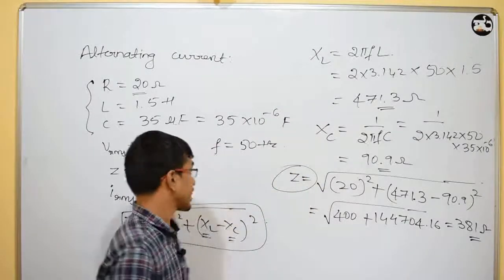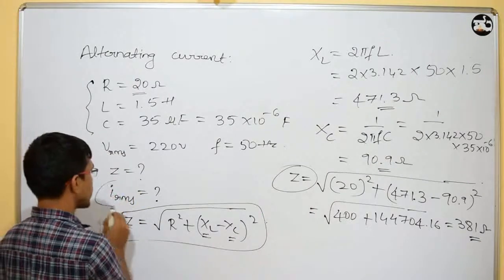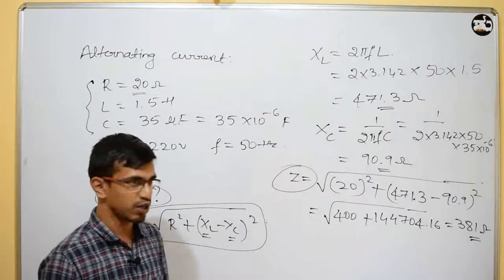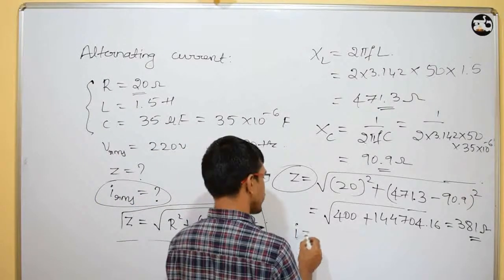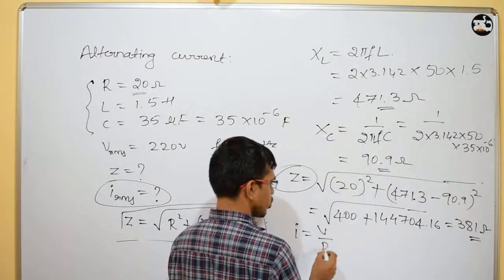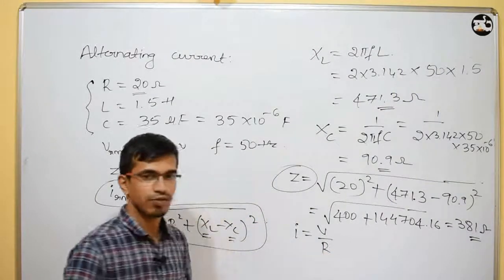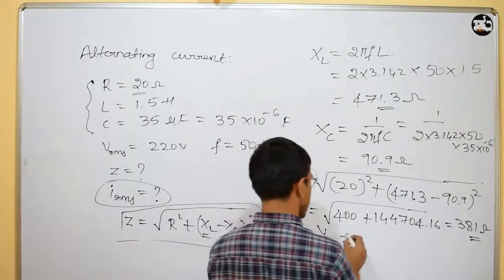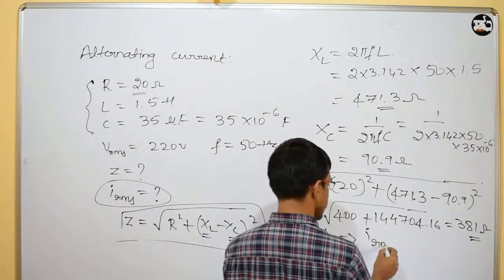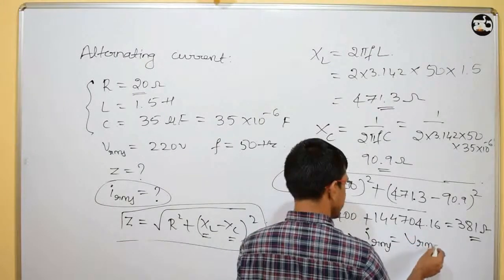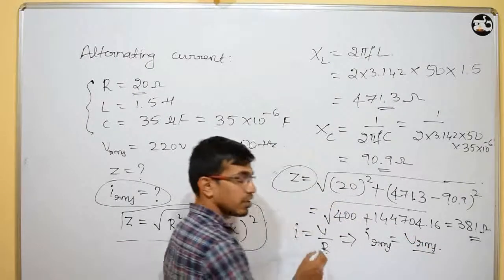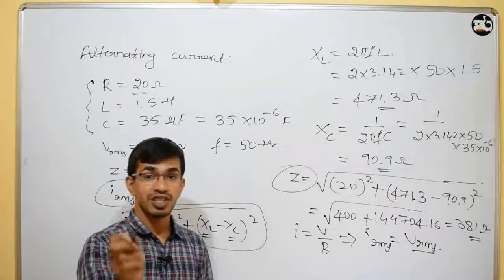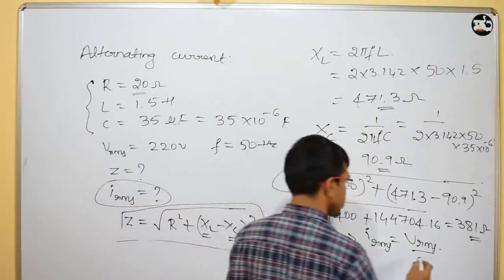The second question is, what is the value of the current flowing through the circuit? Current flowing through the circuit means I RMS you need to find out. We know that I is equal to V by R, correct? So instead of R in normal DC circuits, we need to take V RMS. It implies I RMS must be equal to V RMS divided by, instead of resistance, the impedance, because impedance is the total resistance offered by the circuit. So that's the reason why V RMS divided by Z.